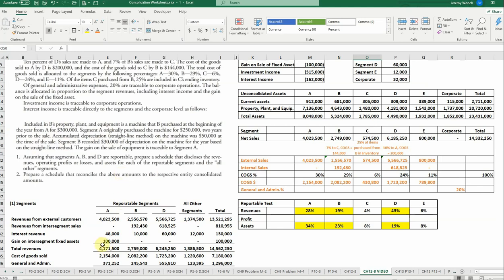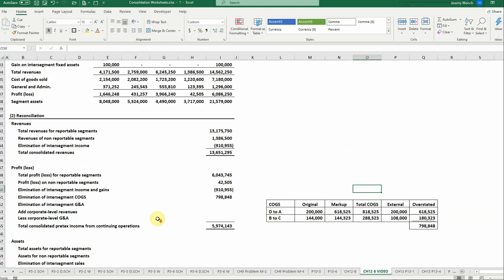And so if we take our gain of 100,000, divide it by the useful life of 10, that means we're overstating depreciation by $10,000 per year. So we need to back out that overstatement of depreciation.